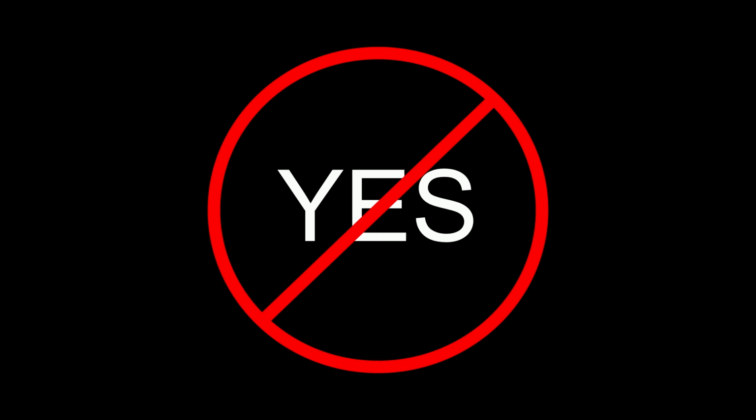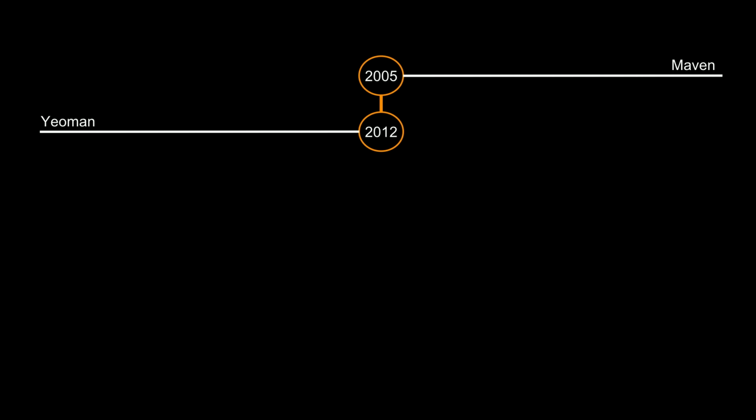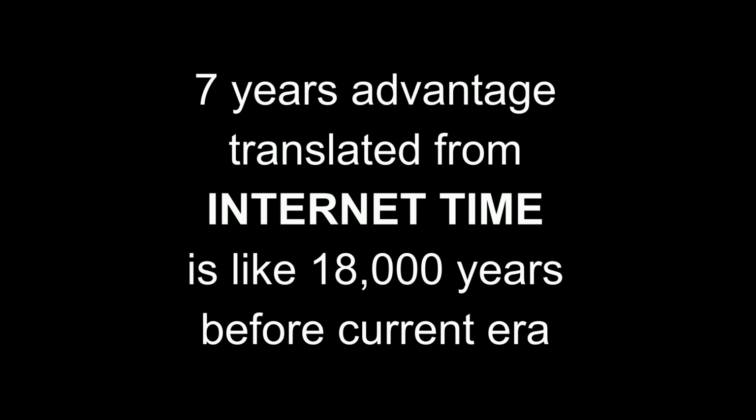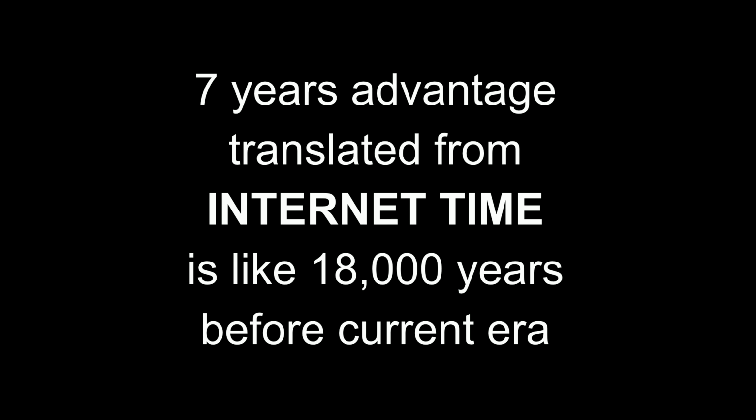Yeah, they seem really similar, but first let's take a quick history lesson, part 3. As we all know, Maven is quite old. It has, is it 7 years advantage over Yeoman, the Yeoman thing? Yeah. So if we would translate that to internet time, that would be like 18,000 years before the current era. So I bet your Yo thing cannot beat Maven archetypes.